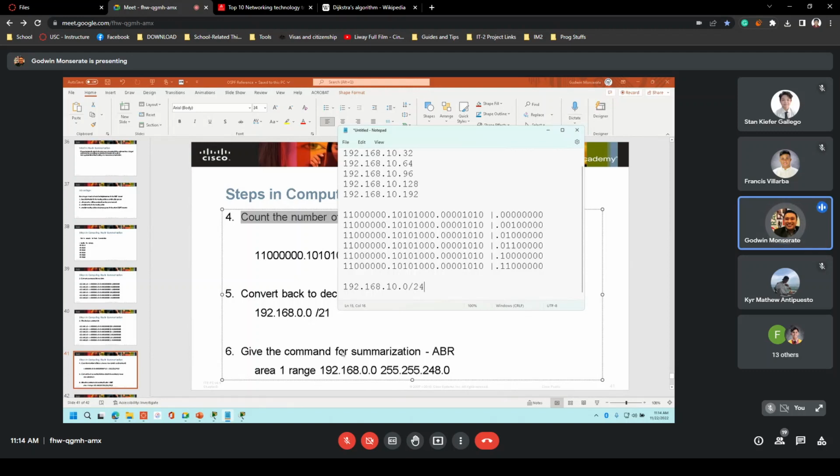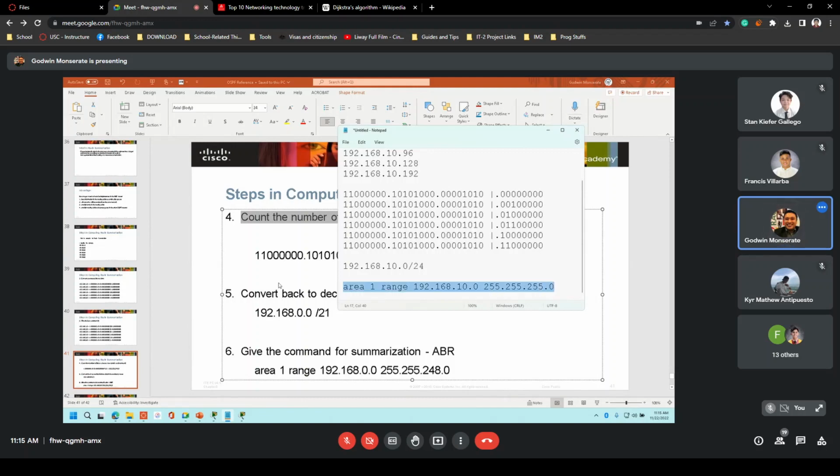Then give the command for summarization at the ABR. So you go to your ABR and give the command. Area 1, because we are in area 1. Range 192.168.10.0 255.255.255.0. So that is now your entry in each ABR to where that network belongs.